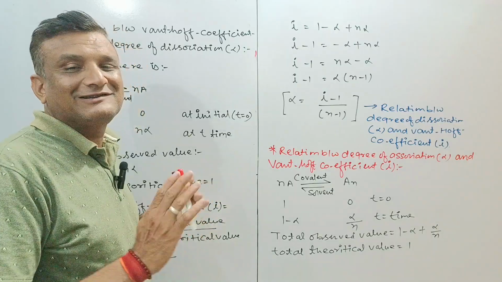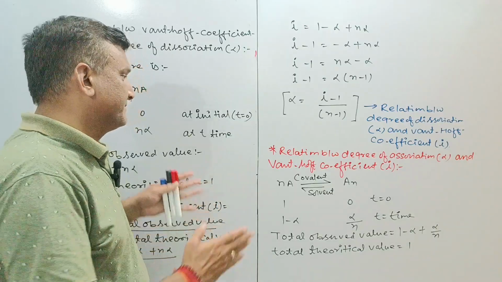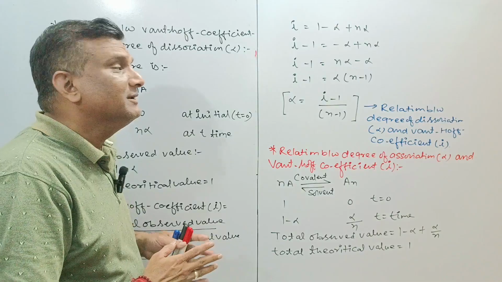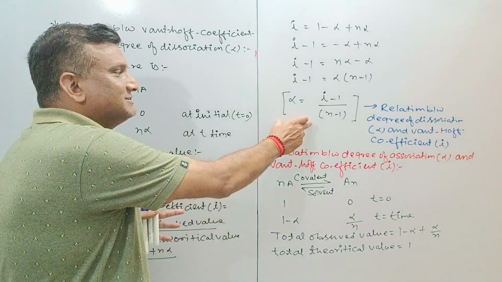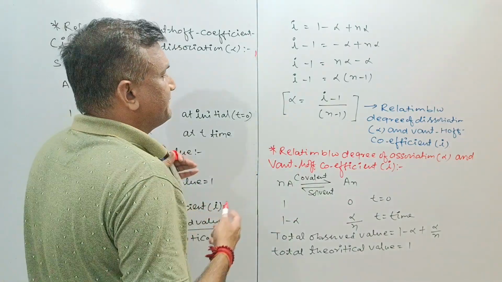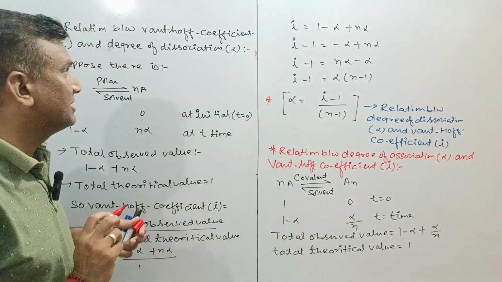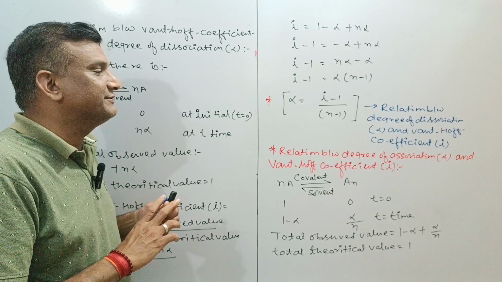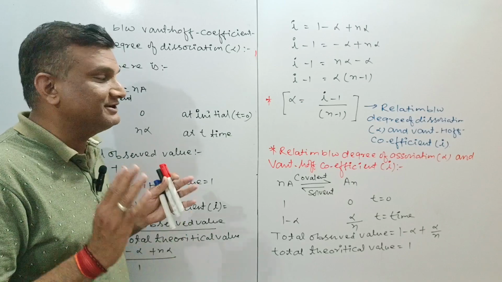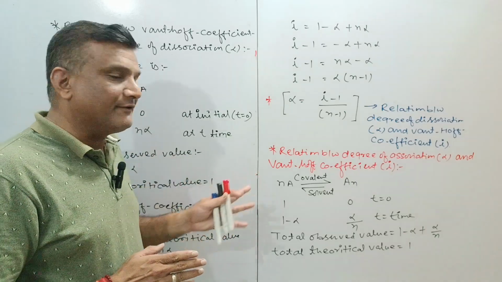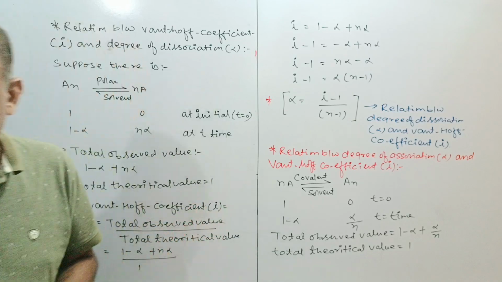For this we'll discuss in the next slide. Read the entire matter properly, and this is a very important formula, because it will be used in the numerical problems also, and this was about the relation with degree of dissociation. Now we'll go with the relation between the Vant-Hoff coefficient and degree of association.